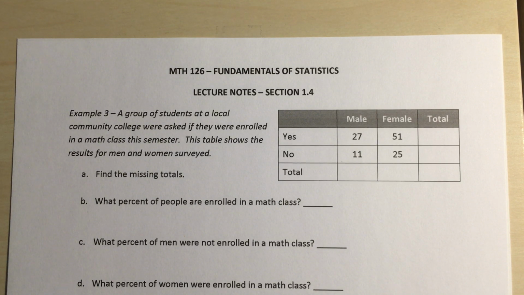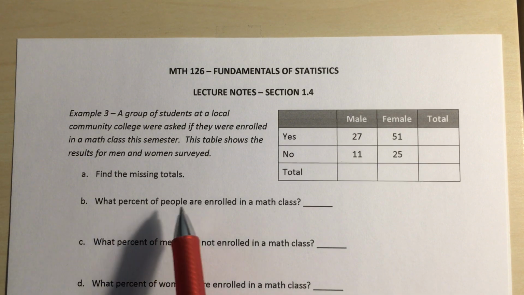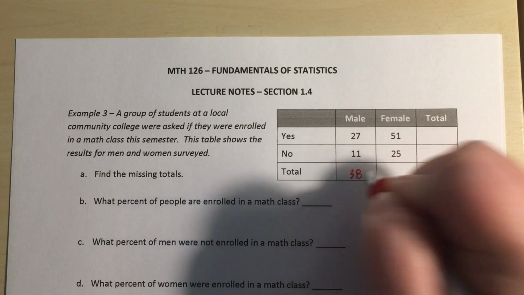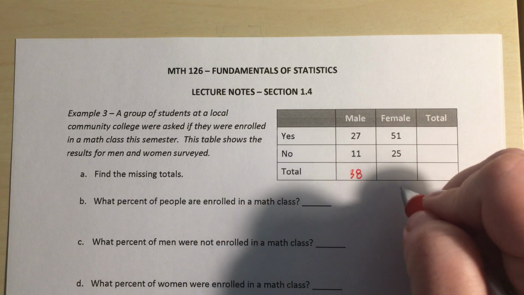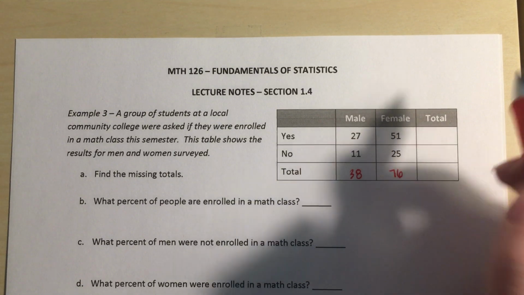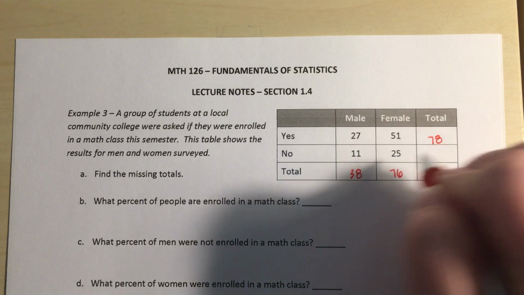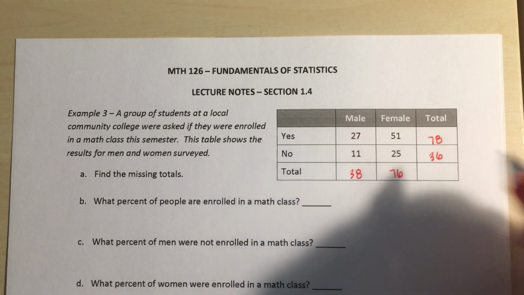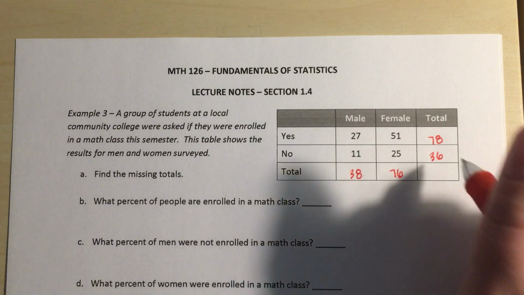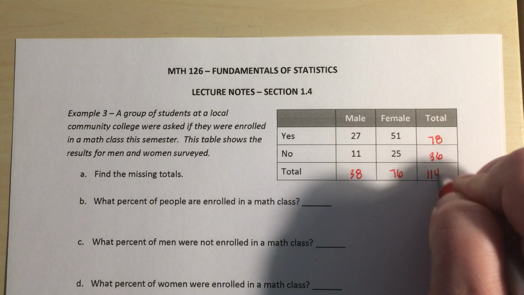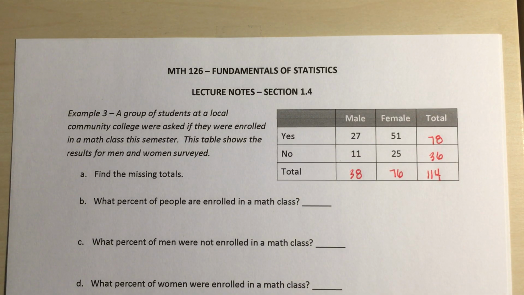So the first thing we need to do is find our missing totals. 27 plus 11 gives us 38. 51 plus 25 gives us 76. Going across, 27 plus 51 gives us 78. 11 plus 25 gives us 36. So similar numbers, but not exactly the same. And if we add these two values or these two values, either way, we should get our total of 114.